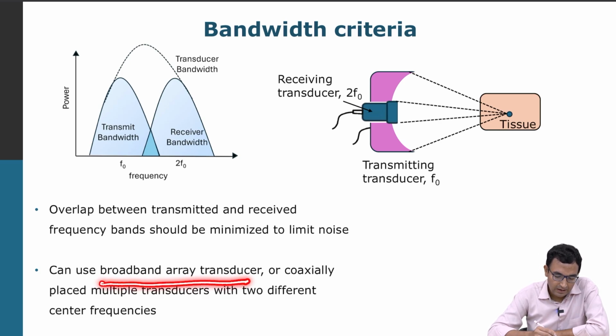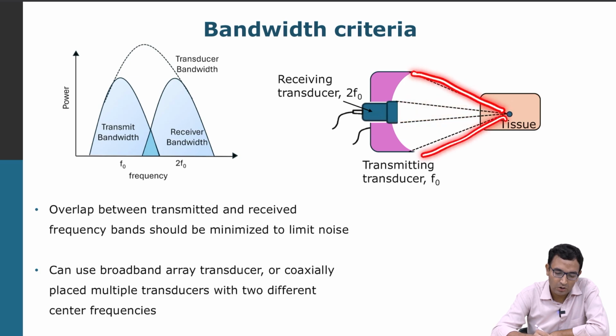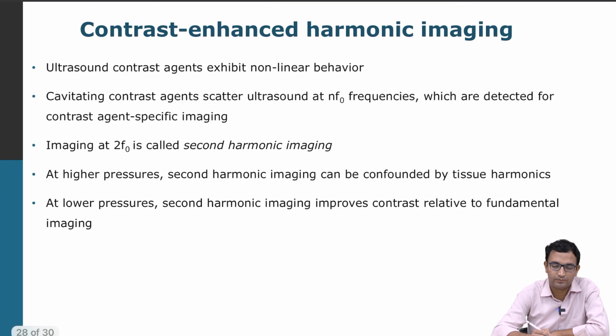So typically we use a broadband array transducer, or in some cases researchers have reported coaxially placed multiple transducers where the one element serves for transmit and the other element serves for receiving the signal, which is shown in this schematic. So you are sending the signal with f0 using this outer element, and the inner element you are receiving the signal at 2f0. So these crystals are designed to be sensitive to f0 and 2f0 respectively.